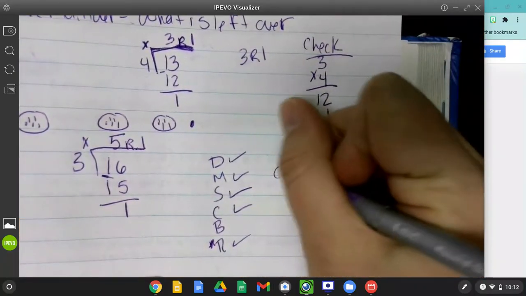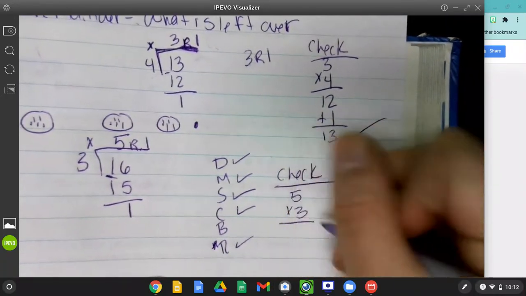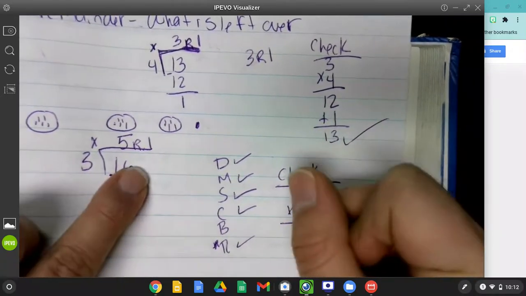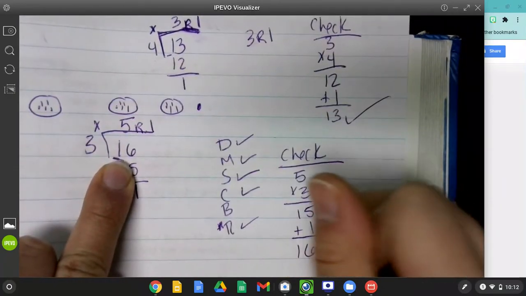So then I have to check it. Okay, so 5 times 3 is 15. And remember, I just add my remainders. So 16, I should get the same numbers, and I do.